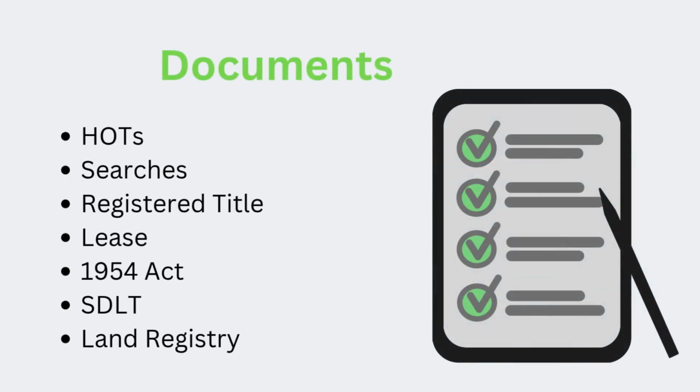So overall, in a commercial lease transaction, there may be a number of different items to consider. So heads of terms at the beginning, searches of the property, reviewing the registered title and title plan, reviewing and or drafting the lease, drafting and reviewing 1954 Act documents, submitting and paying any SDLT if applicable, and registration at Land Registry for that lease.